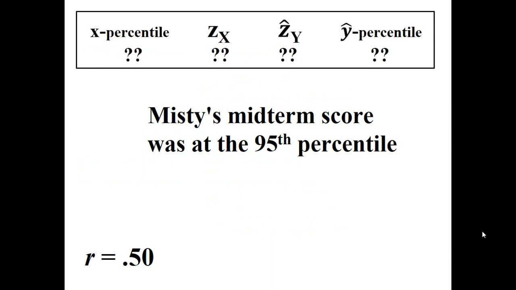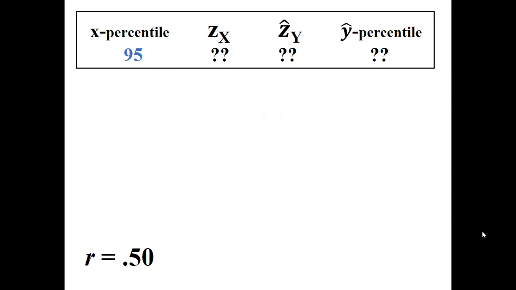Now, how are we going to solve this? Well, we put this box up here at the top. It's very much like the box before. We're told that Misty is at the 95th percentile on the X variable. So we'll put that number in the table. We now have a starting value, a percentile. And we need to transform it into a z-score so we can use the magic formula.